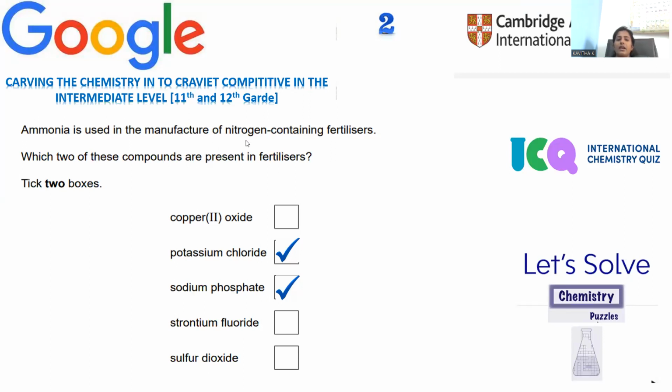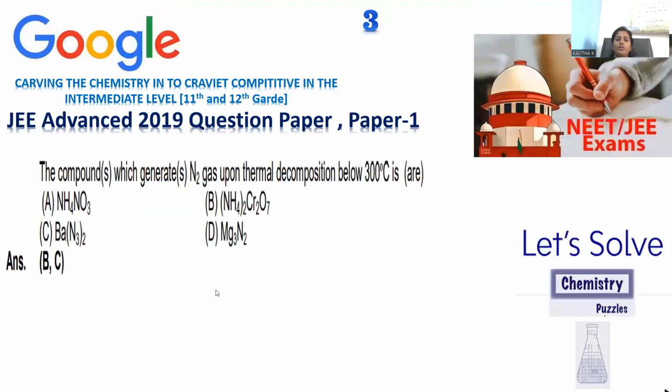So we can say nitrogen, potassium, and phosphorus: these two boxes can be ticked for these fertilizers. For question number 2, option B and option C are the correct answers. Moving on to question number 3.